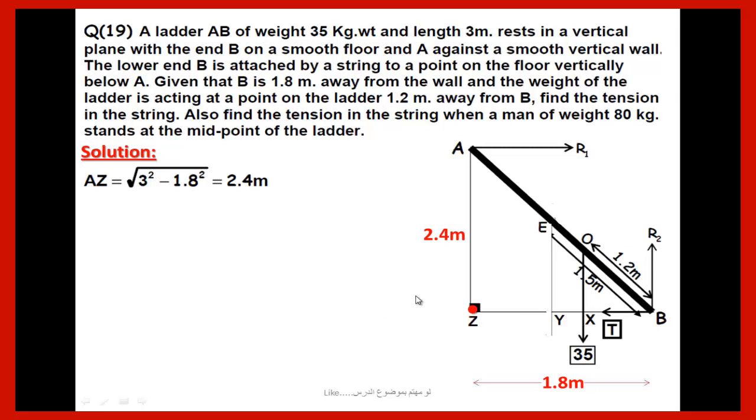First, calculate AZ equals the square root of 3 squared minus 1.8 squared. Note that the measure of angle AZB equals 90, so using Pythagoras theorem to find the length of AZ, AZ equals 2.4.